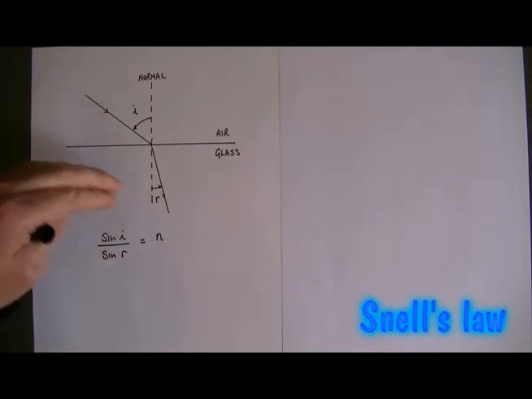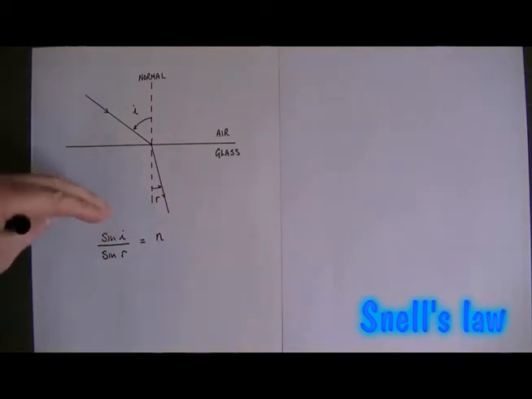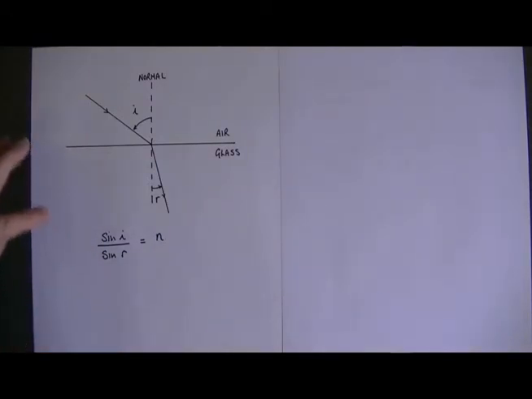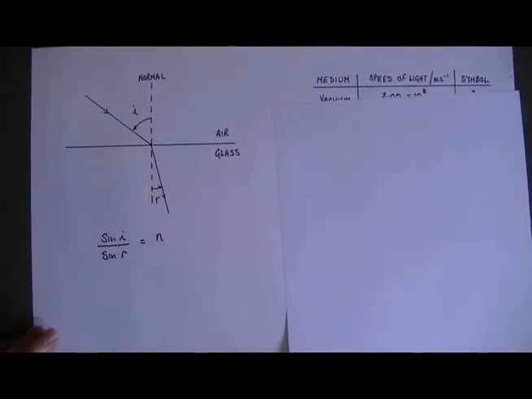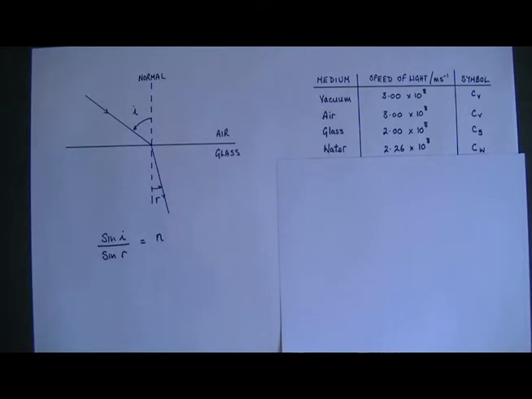Now this change in angle, change in direction, is caused because the light is slowing down as it goes into the glass. So the refractive index actually depends upon the change in the speed. So I've got here some values for the speed of light. In a vacuum, 3 times 10 to the power 8 meters per second. In air, it's just about the same. In glass, it's 2 times 10 to the 8 meters per second. In water, 2.26 times 10 to the 8, and in diamond, 1.25 times 10 to the 8 meters per second.